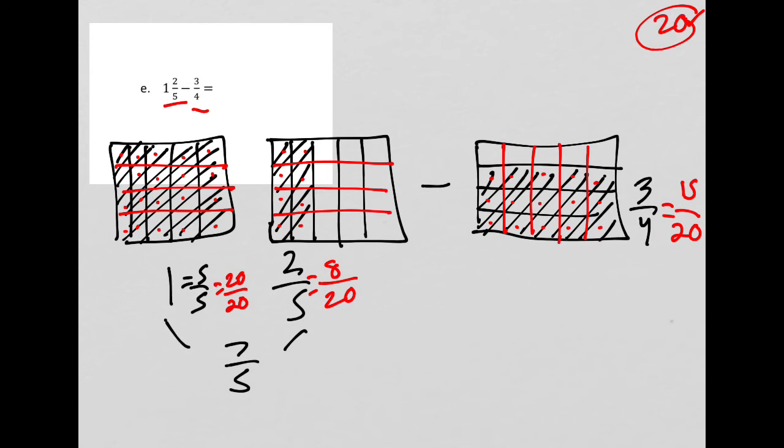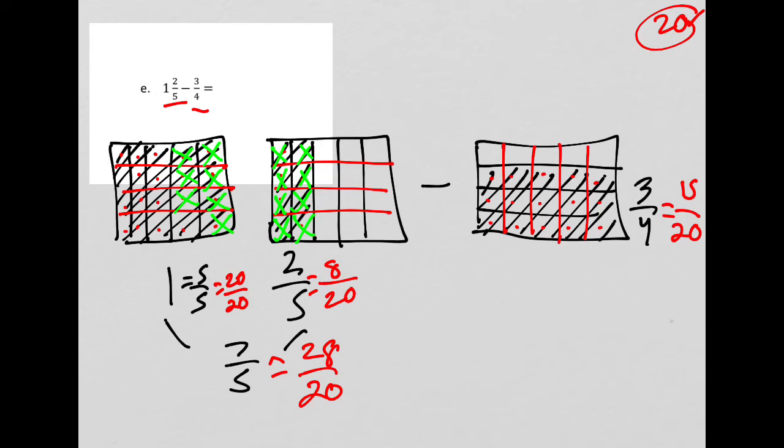And looking at that, 20 20ths and 8 20ths means I have 28 20ths in total if I wanted to think about it as a fraction greater than 1. Now that I have those pieces, I know I'm taking away 15 20ths from that 28 20ths. So I'm just going to cross off those pieces right now. 1, 2, 3, 4, 5, 6, 7, 8, 9, 10, 11, 12, 13, 14, 15. So I took away 15 pieces.